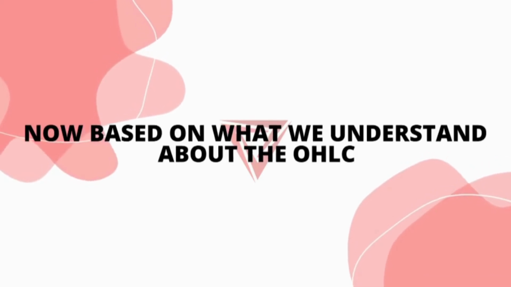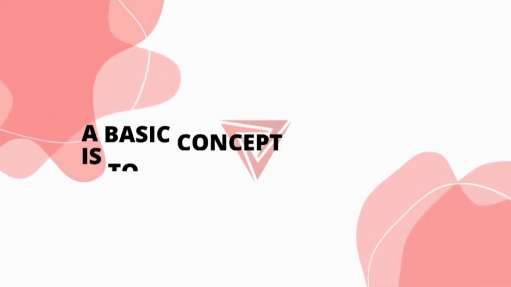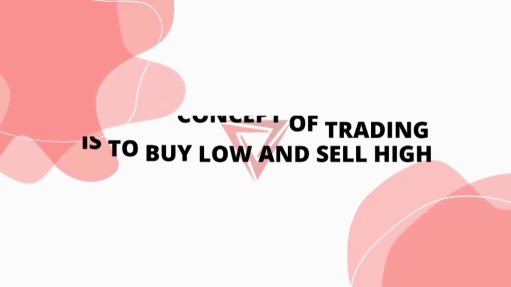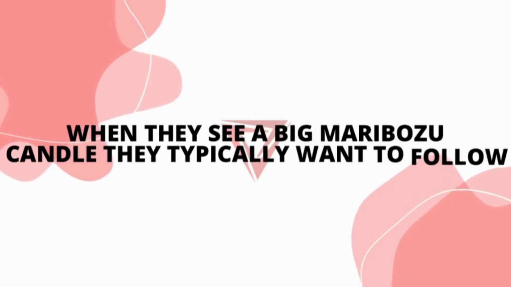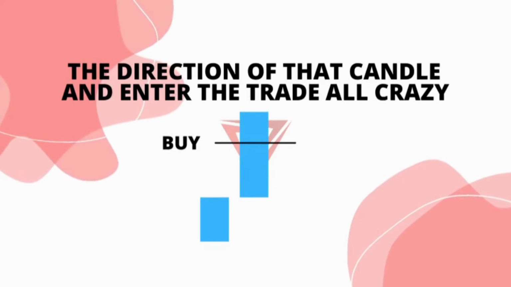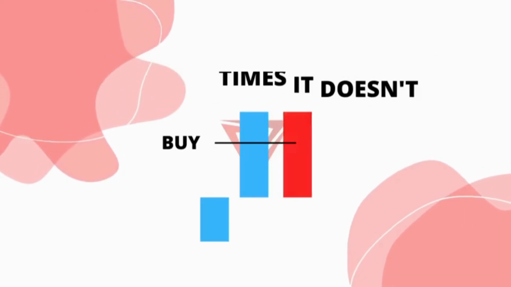Now, based on what we understand about the OHLC, where candles close specifically, a basic concept of trading is to buy low and sell high. What a lot of traders do is, when they see a big Marubozu candle, they typically try to follow the direction of that candle and enter the trade all crazy. Sometimes it works, but sometimes it doesn't.